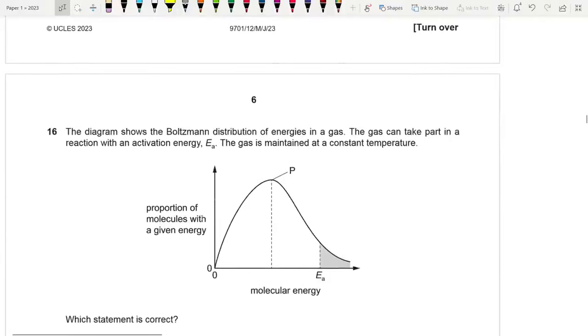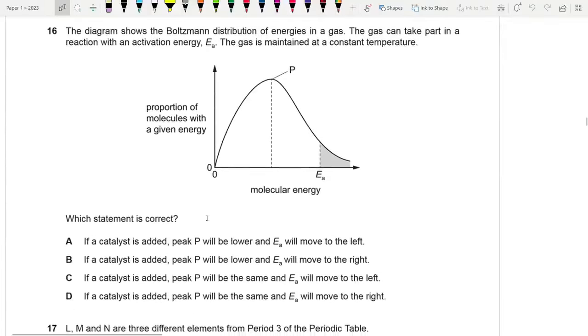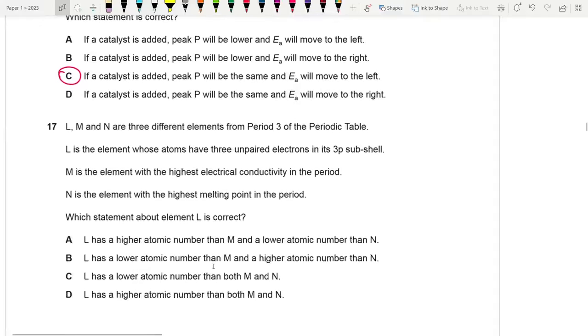The diagram shows the Boltzmann distribution of energies in a gas. The gas can take part in a reaction with an activation energy E. The gas is maintained at constant temp. Which statement is correct? If a catalyst is added, the peak P will be lower. No, the peak remains same, okay? Just EA moves to the left. So more molecules have energy greater than EA. So yeah, it should be C. P is only affected by temperature, okay? 17.